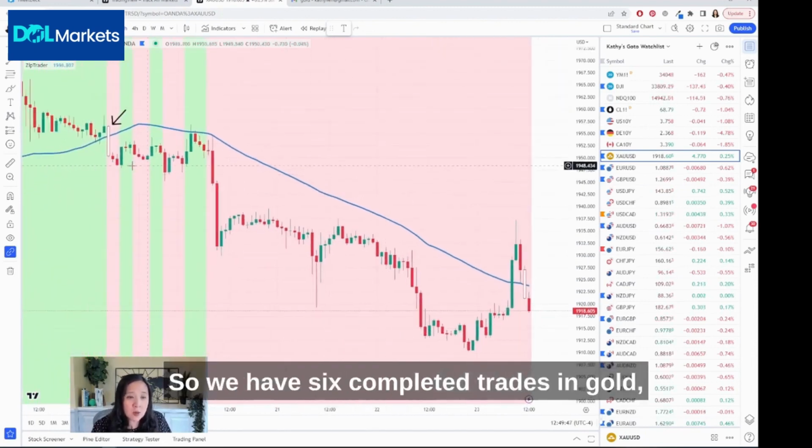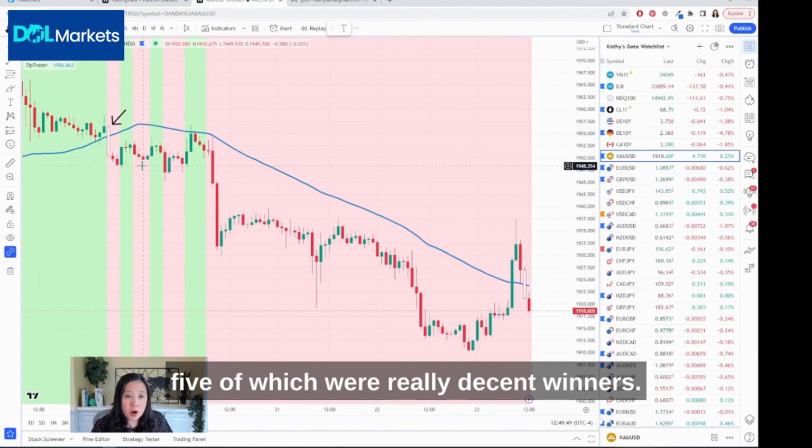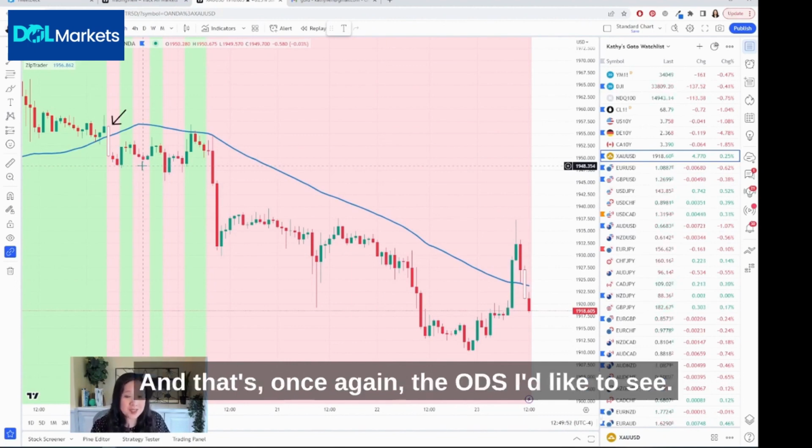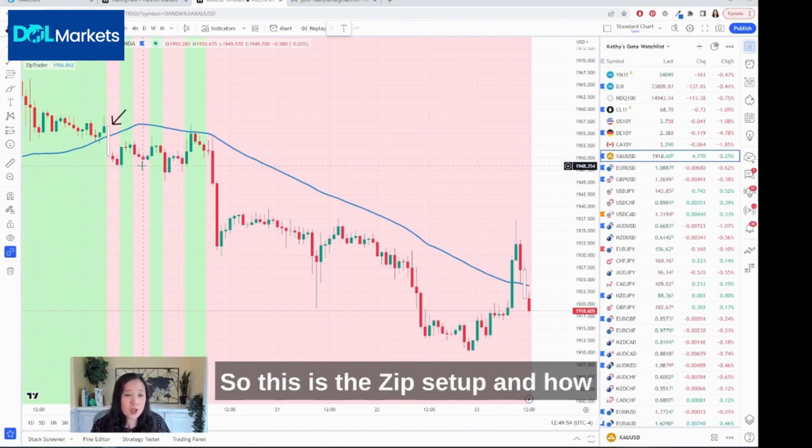So we have 6 completed trades in gold, 5 of which were really decent winners. And that's, once again, the odds I like to see. So this is the ZIP setup and how you can use that for trading gold.